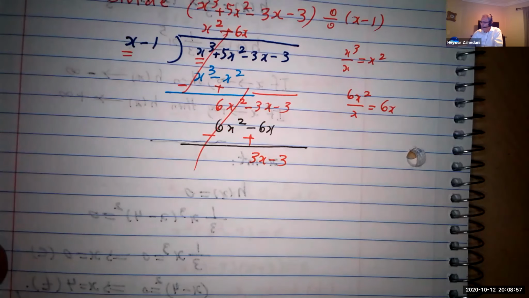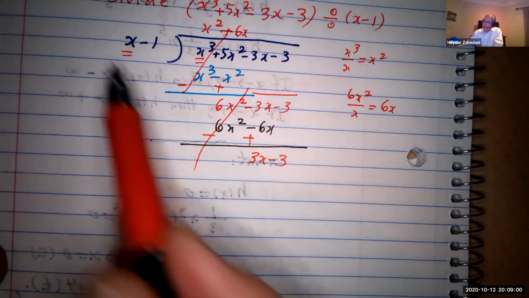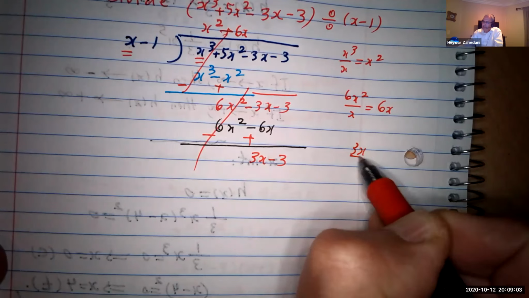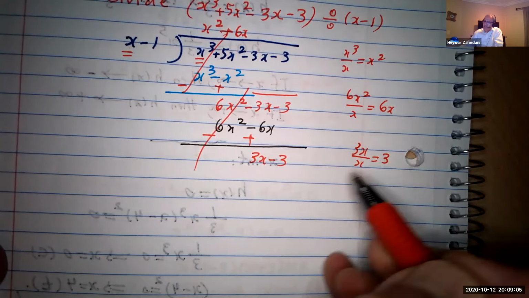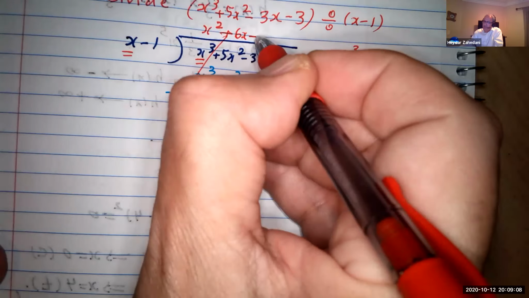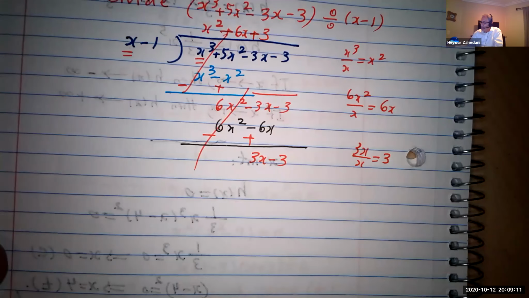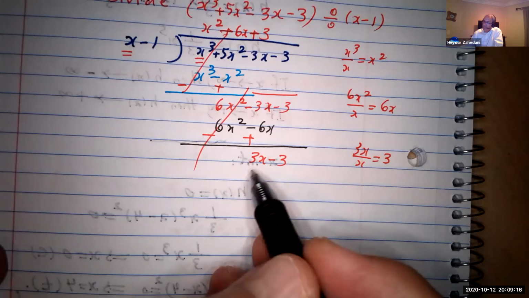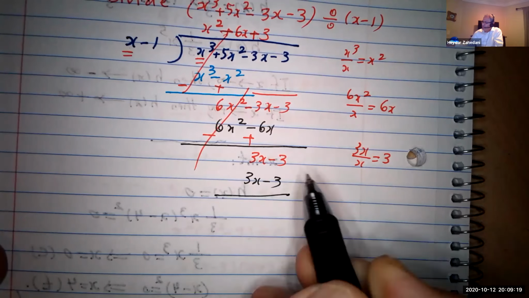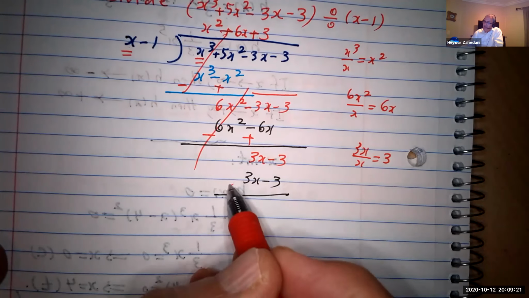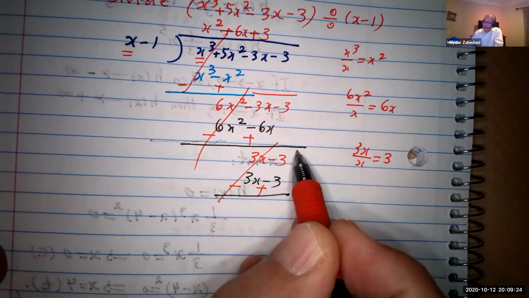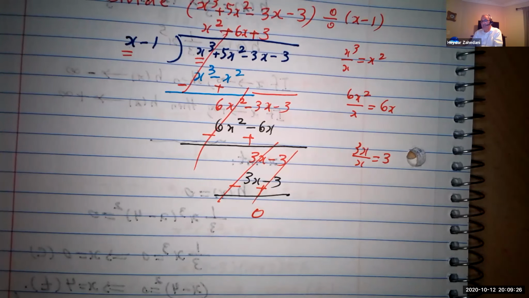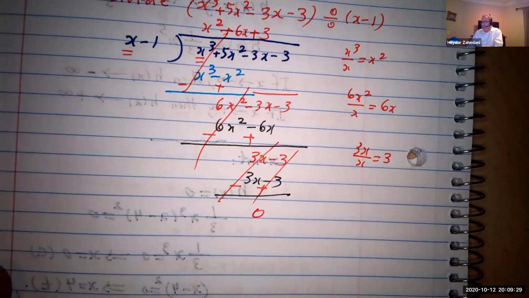We continue. 3x divided by x gives you 3x over x, which is equal to 3. So we put the 3 here, so it's a plus 3. Then we multiply again. So 3 times x would be 3x and minus 3. We switch the signs, make it into the negative and positive. These two would cancel out, we get the 0. So it is divisible.